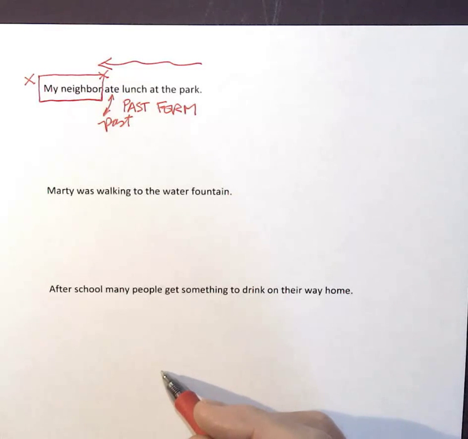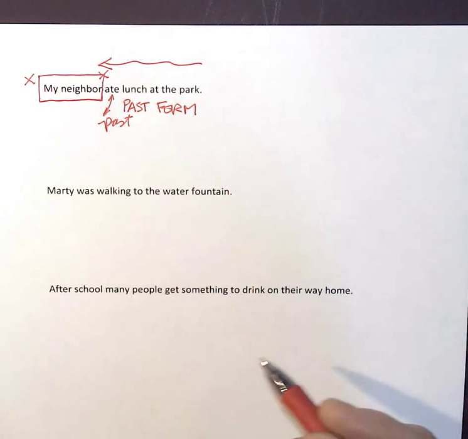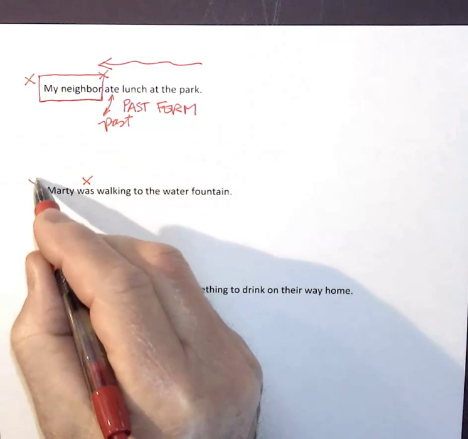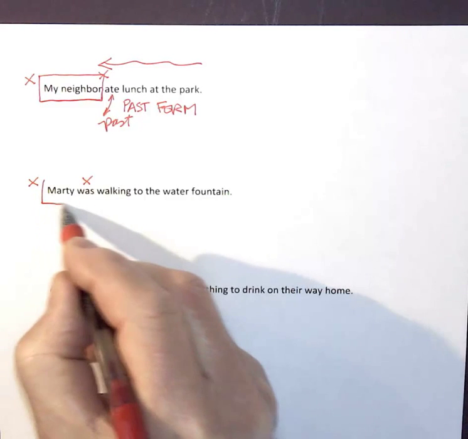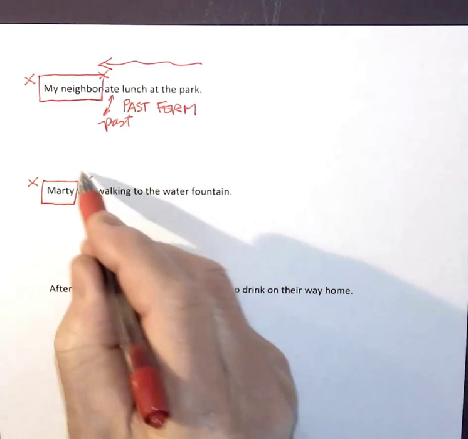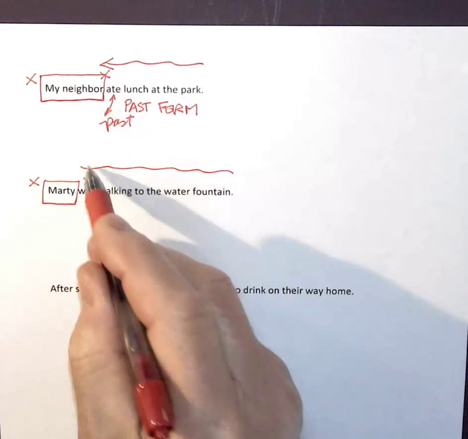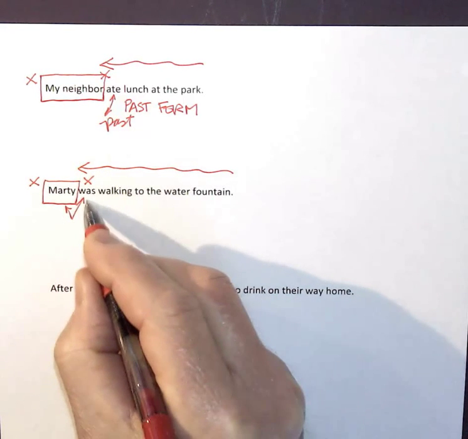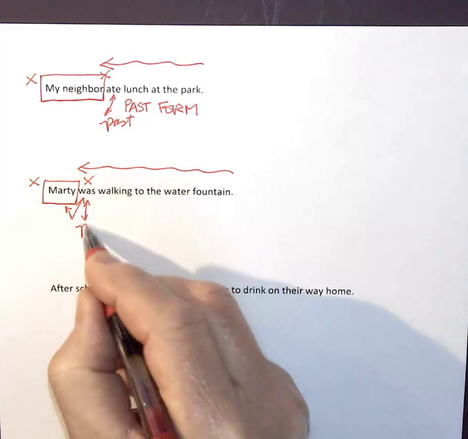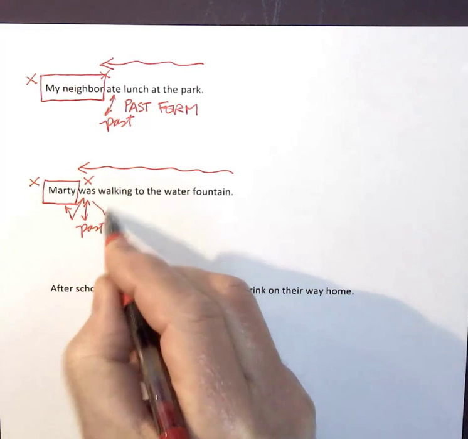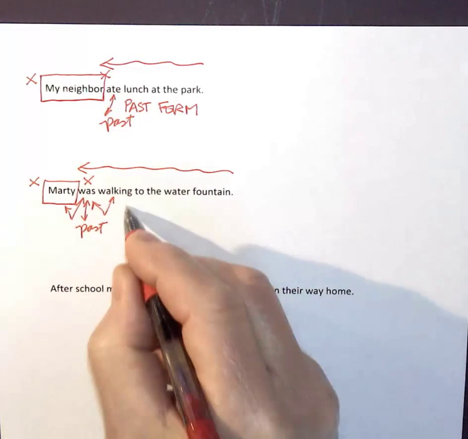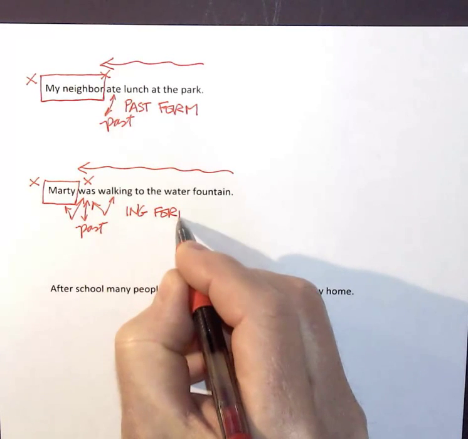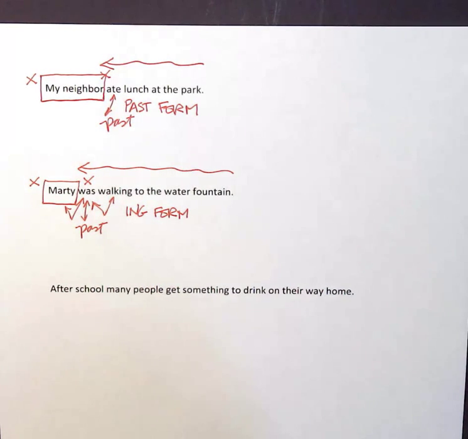Marty was walking to the water fountain. No shifters. X word places. Subject. Predicate. Was ties with Marty. Was ties with the past. Was ties with walking. That's the ing form.